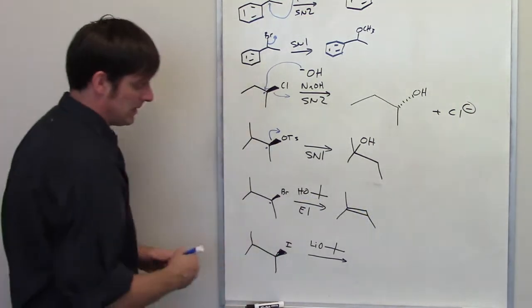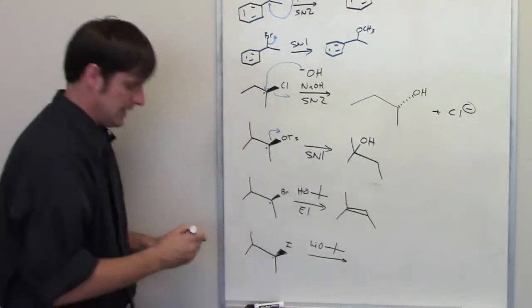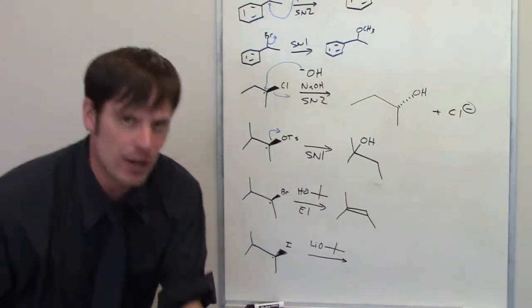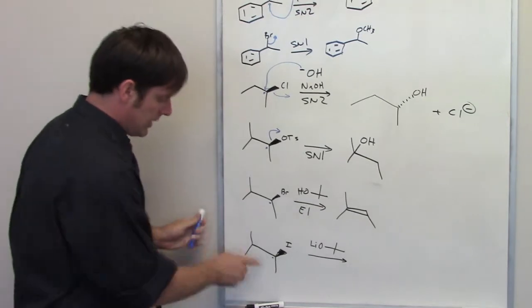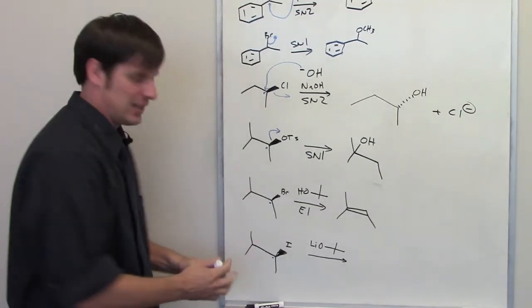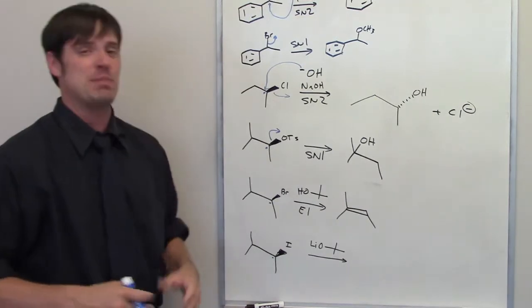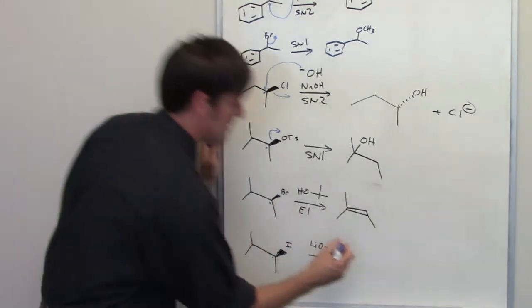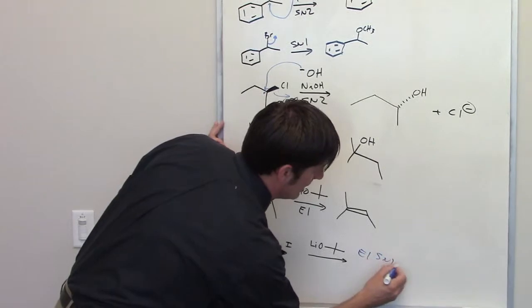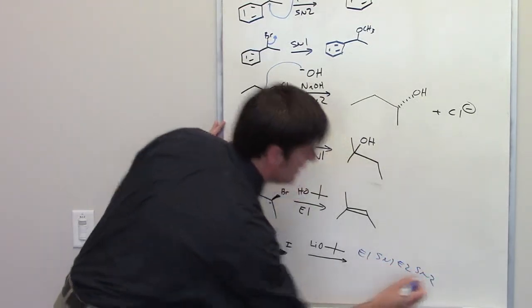Now we'll look at this bottommost example. My carbon bound to my leaving group is this one right here, stuck to that iodine. Is it primary, secondary, or tertiary? Well, it's got a carbon down here and it's got a carbon to the left. That's 2 carbons. It's secondary. What does that mean? Well, it does mean that it could be potentially any of the above, so I'm going to write them all down. E1, SN1, E2, and SN2.